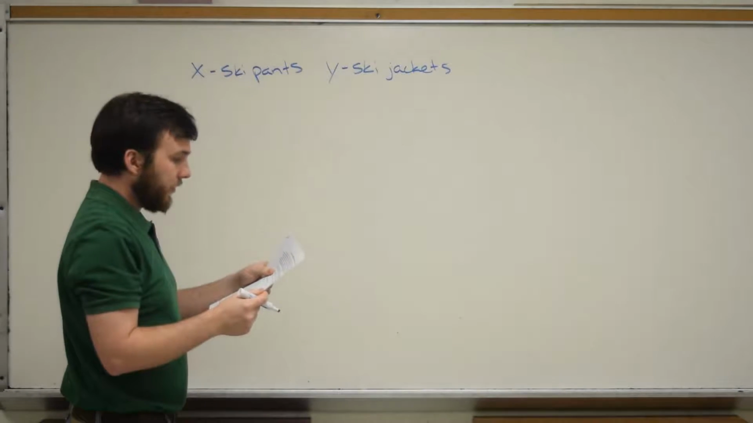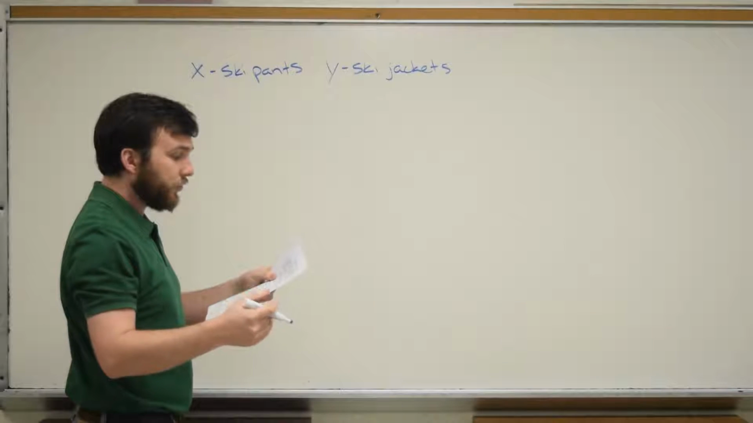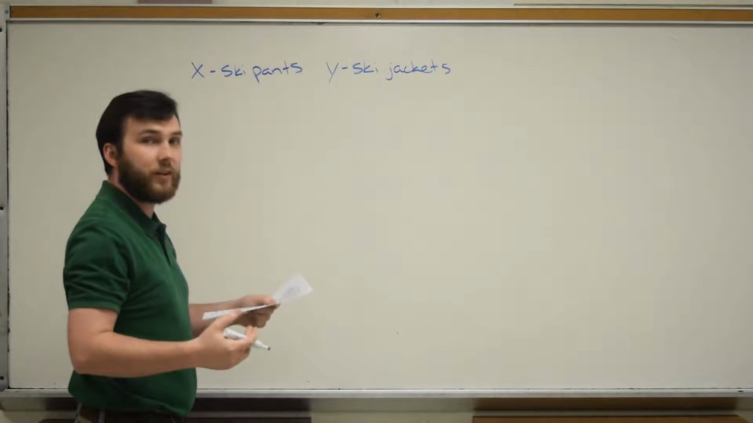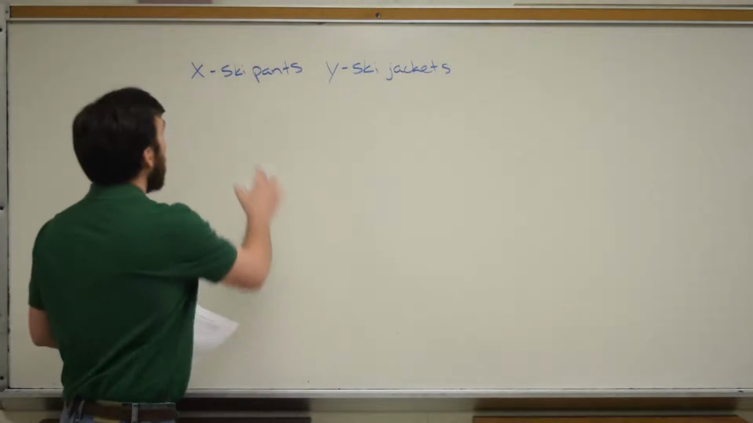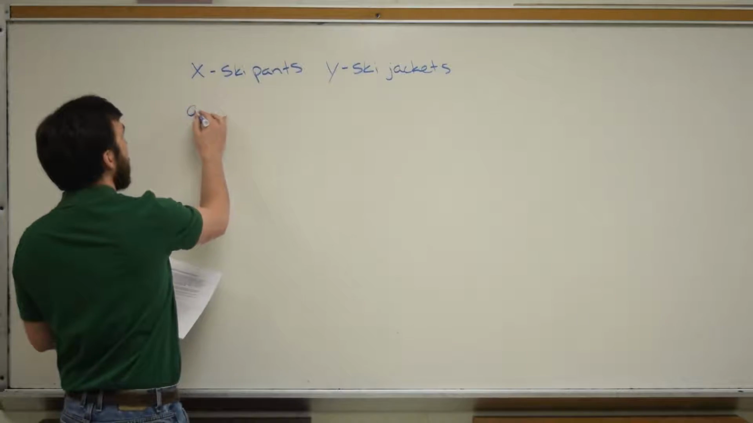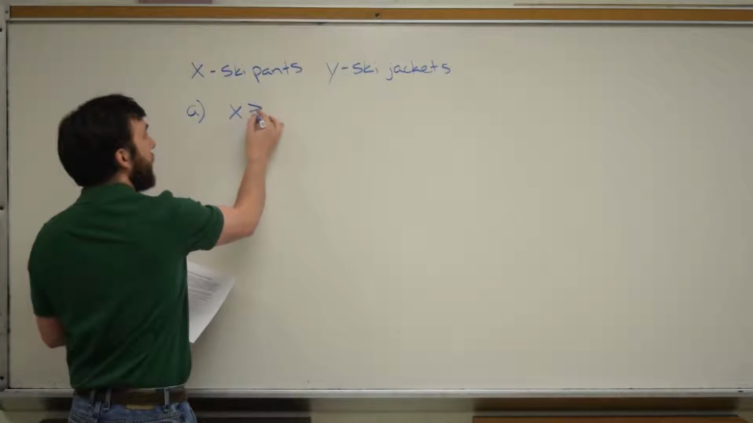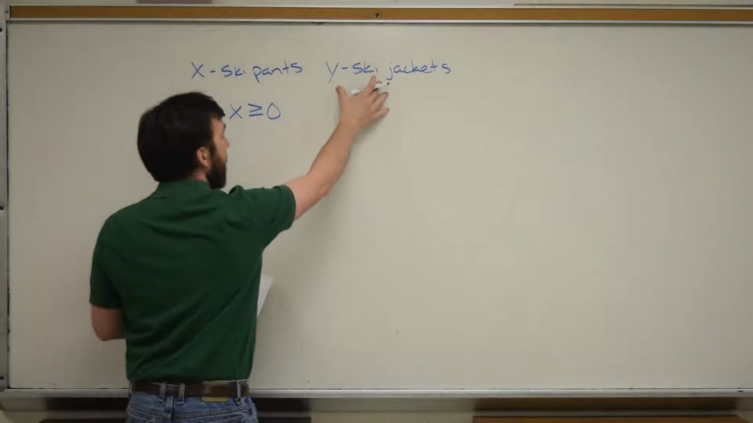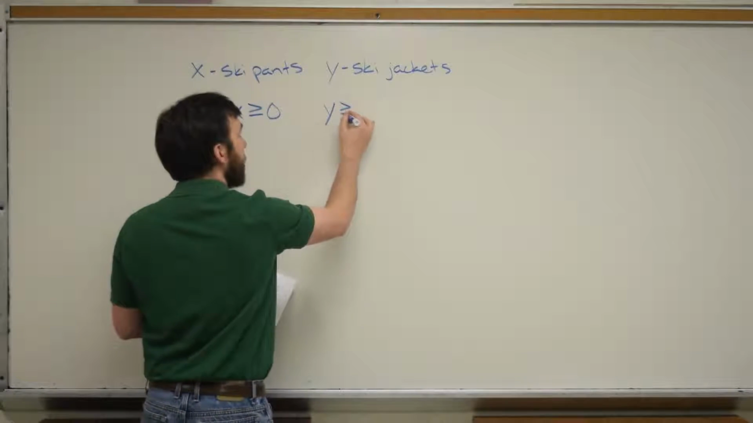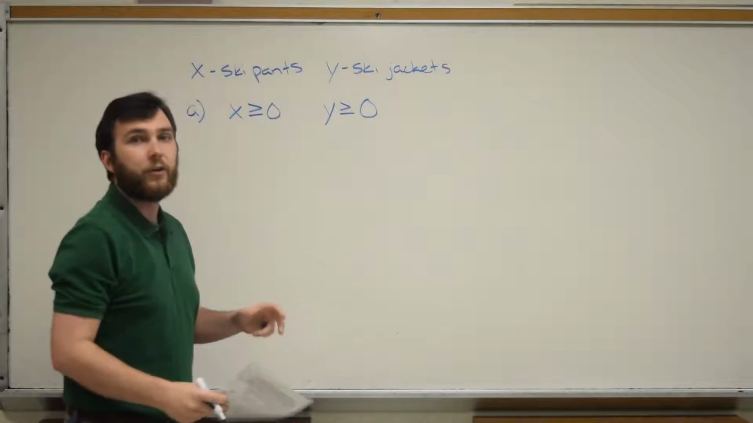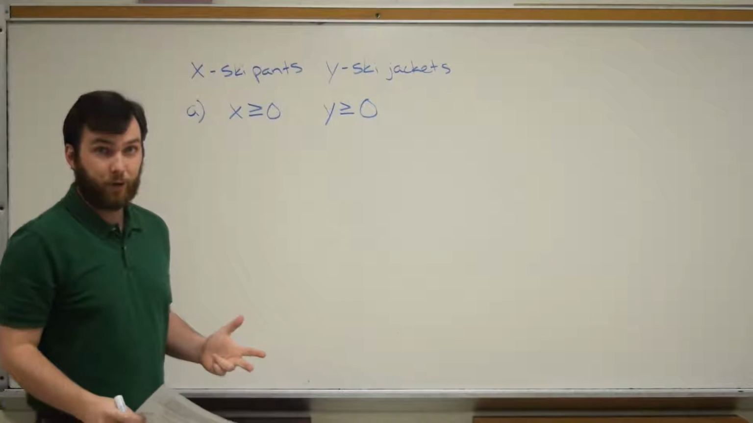Since there cannot be negative pants or jackets, write 2 inequalities that represent that situation. Well, if X can't be negative, then X is greater than or equal to 0, and the same thing for Y. Y is greater than or equal to 0. And those are going to be very common for a lot of the problems we do.